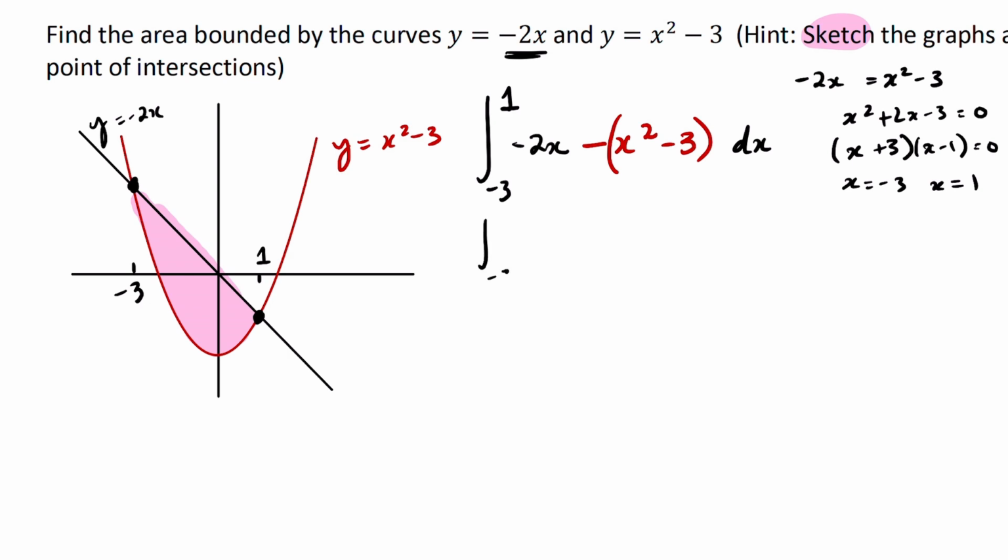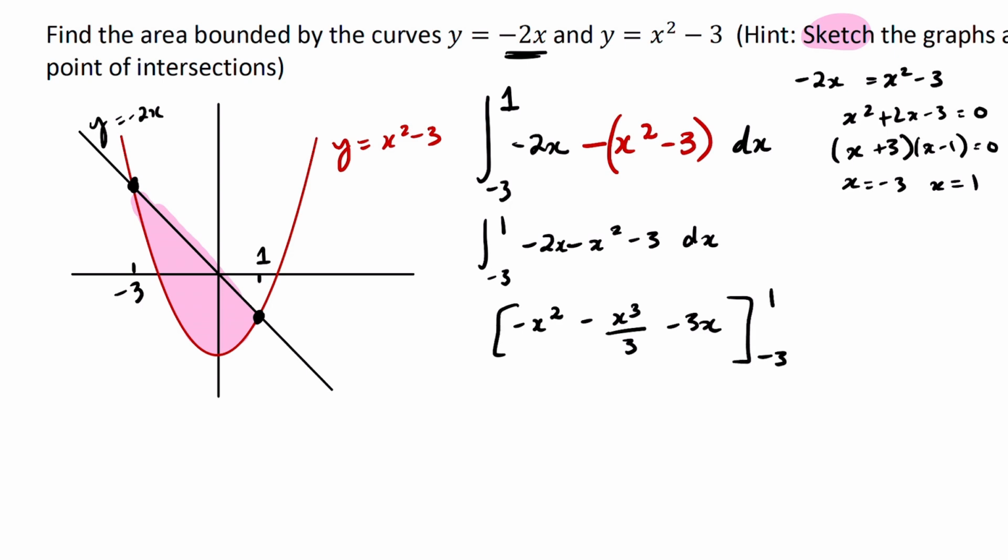Okay, so from here, it should all just be familiar stuff. So now that's negative 2x minus x squared plus 3 dx. I know how to integrate this, so that'll end up being negative x squared minus x cubed on 3 plus 3x, and that will be between negative 3 and 1. All right, matter of substitution now. So that'll be negative 1 squared minus 1 cubed on 3 plus 3 times 1.